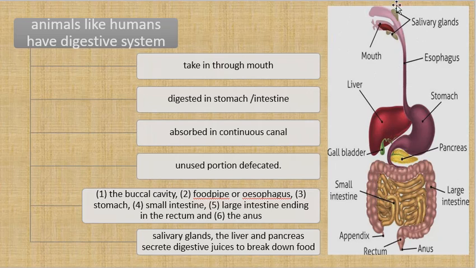In the buccal cavity, the important part is the salivary glands, and then there are other glands like the liver and the pancreas, and the stomach. These glands secrete juices which help break down complex food. What we eat is not really fit enough for our blood vessels to convert into energy for daily activities, for growth, for reproduction. So these glands secrete certain juices, enzymes and hormones.